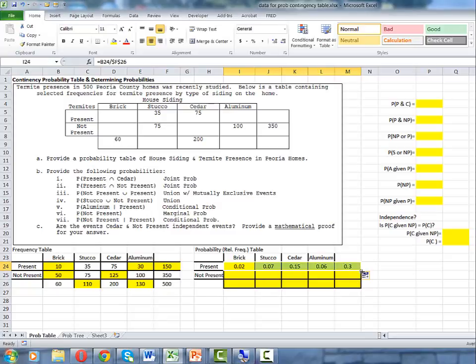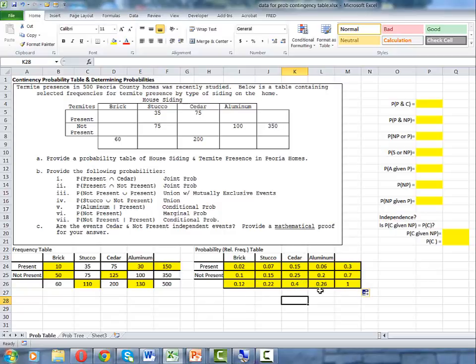And so now we have a probability table. We see that 25% of all the homes are cedar and do not have termites present. 20% of all the homes are aluminum and do not have termites present. 30% of all the homes have termites present. And so on. So we could interpret that in various ways.